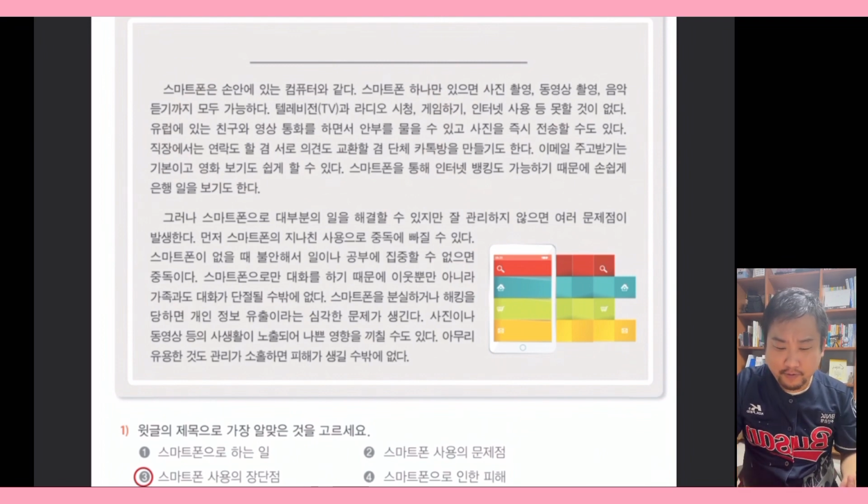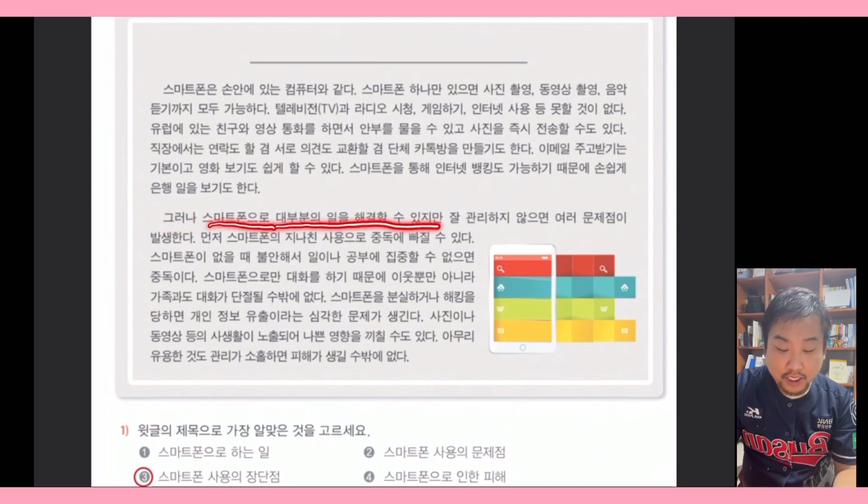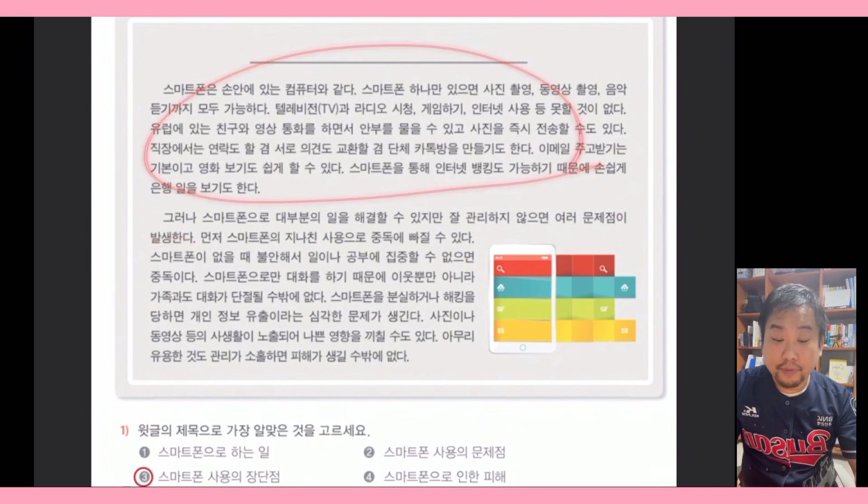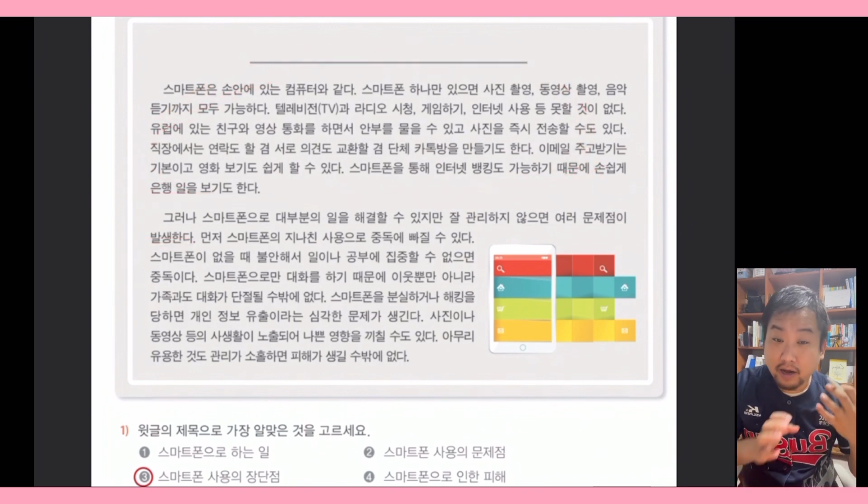So the next paragraph would be 그러나, which is however. 스마트폰으로 대부분 일을 해결할 수 있지만, you can solve most work by smartphone, 있지만 잘 관리하지 않으면, 관리 is managing. Here maybe more like controlling. 관리하지 않으면 여러 문제점, many problems, 발생한다. So the first paragraph deals with the advantages, and the second paragraph is the disadvantages or problems.